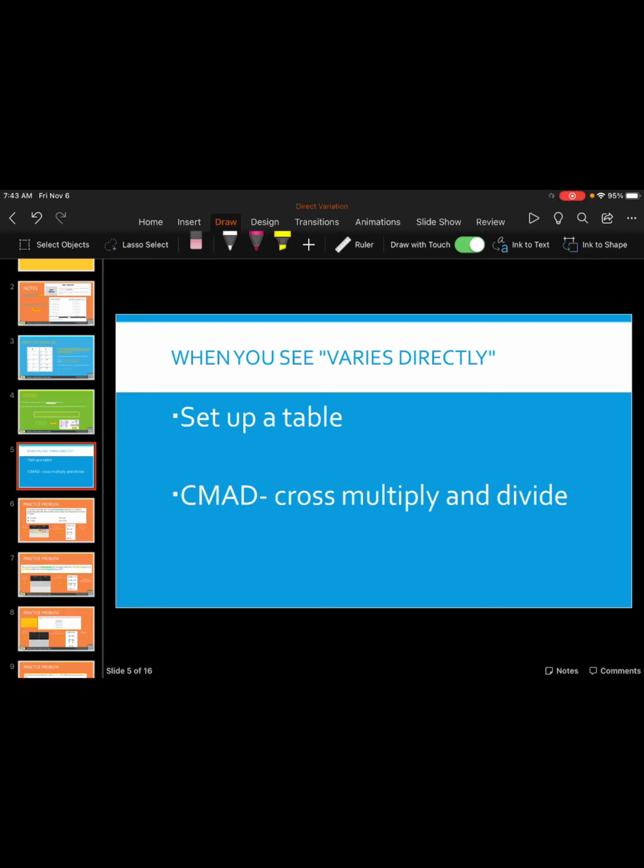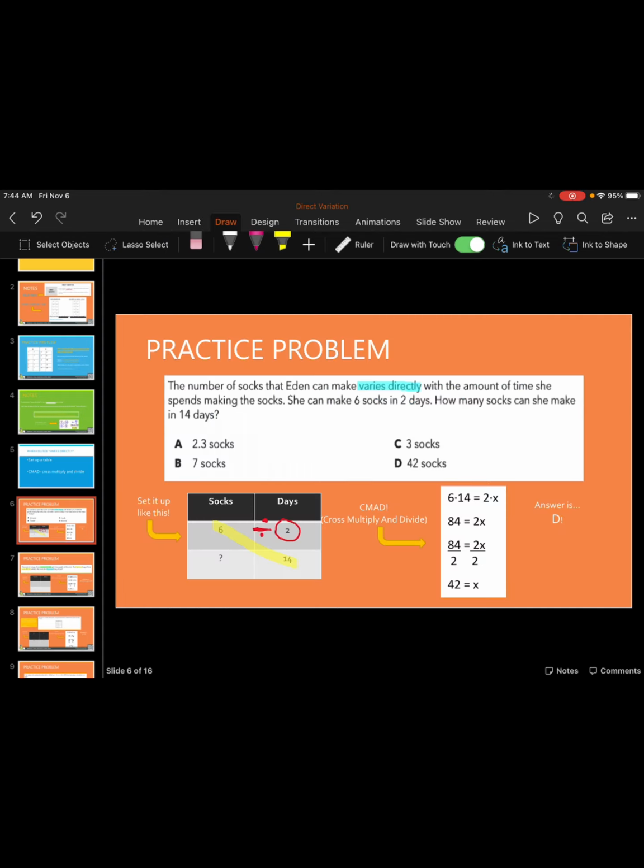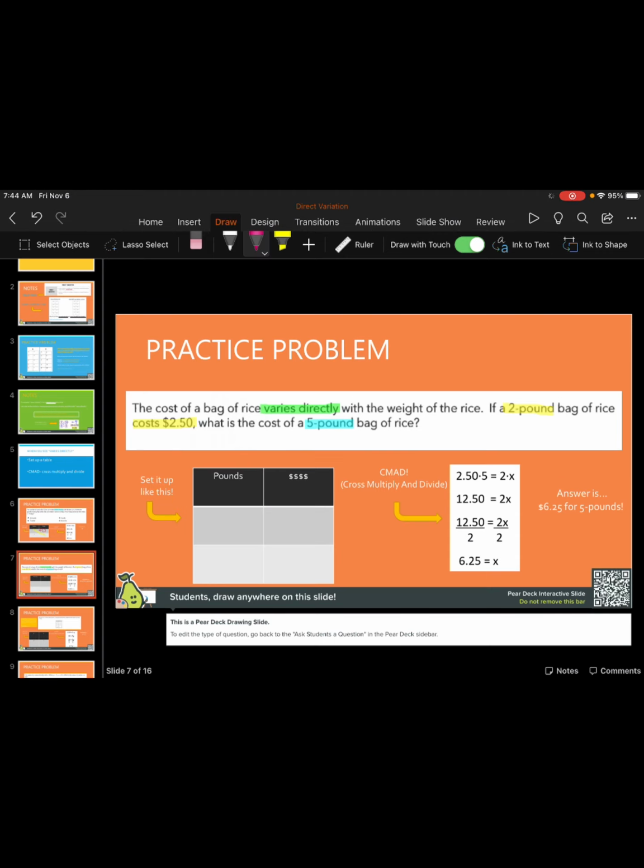Hey, just wanted to give you guys a quick reminder, a little review from yesterday's. Remember, we're talking about direct variation. So if you see "varies directly," that just means that there's a proportional relationship. So we can set up a proportion in order to solve.